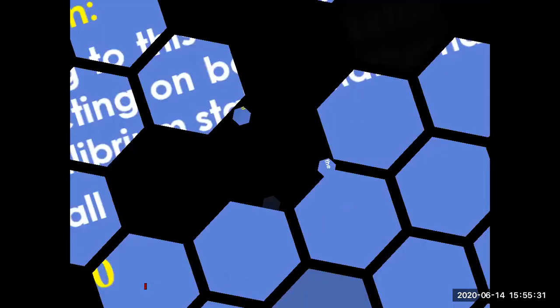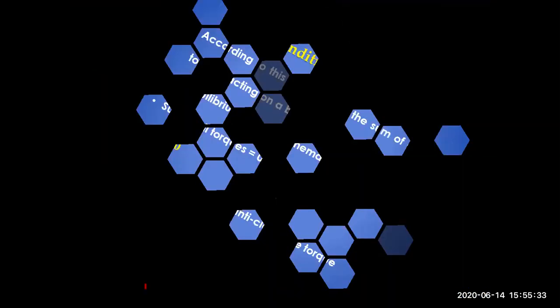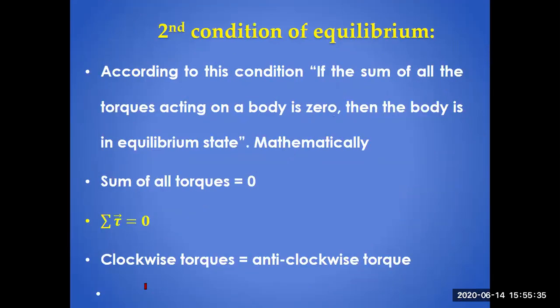So here it is, the second condition of equilibrium. According to this condition, if the sum of all the torques acting on a body is zero, then the body is said to be in the state of equilibrium. Mathematically, sum of tau is equal to zero. Clockwise torques are equal to anti-clockwise torques.